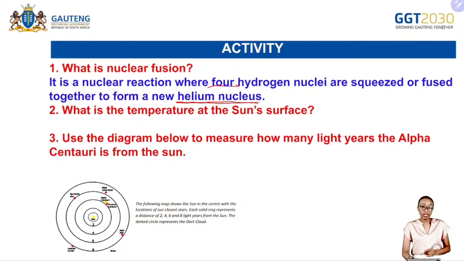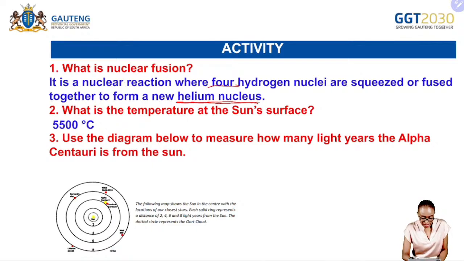The second question is, what is the temperature at the sun's surface? The temperature is 5,500 degrees Celsius. That's how hot it is at the surface of the sun. And then in the third question, we're supposed to use the diagram below to measure how many light years Alpha Centauri is from the sun.